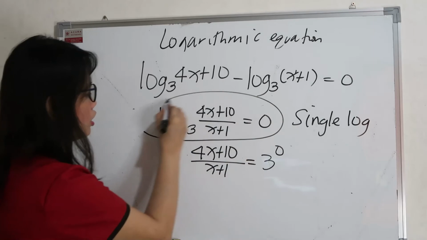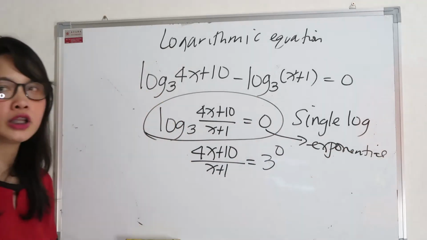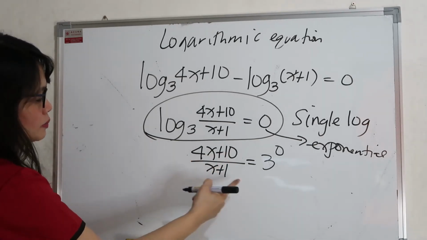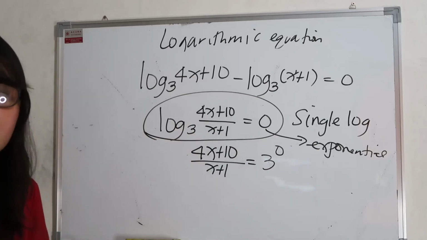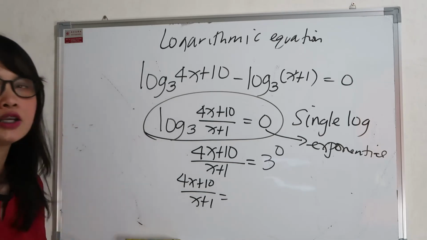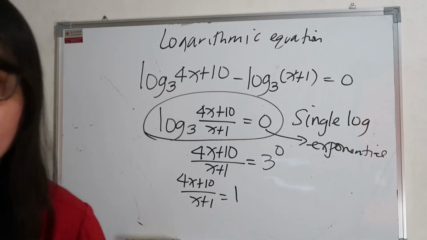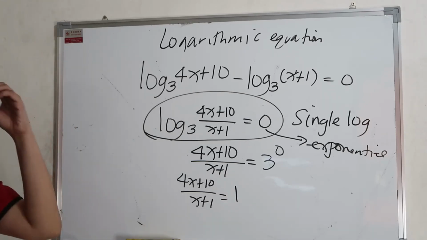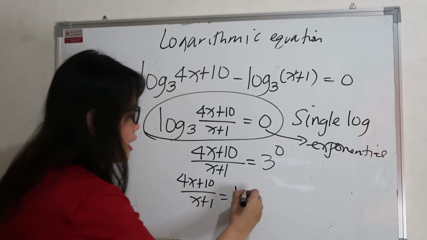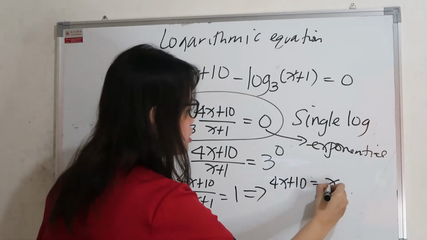Again, kapag single log, convert it to exponential. So we have 4x plus 10 over x plus 1 equals 3 raised to 0. What is 3 raised to 0? Okay, 1. Can we apply cross multiplication here? Yes. So this will become 4x plus 10 equals x plus 1.